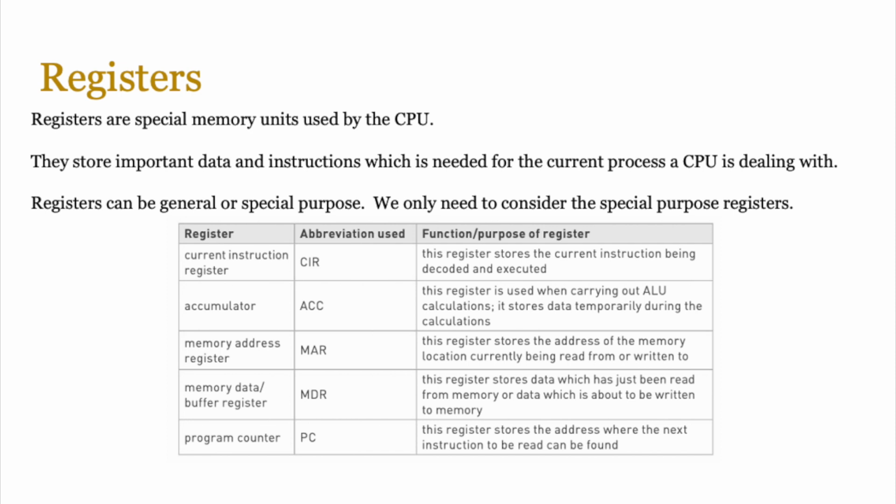Well, you've got the current instruction register, also known as CIR. You can write either one in the exam. Accumulator, ACC. A memory address register, MAR. A memory data register, that's MDR. And a program counter, which is also known as PC. Now, no, the PC isn't named after this particular register.